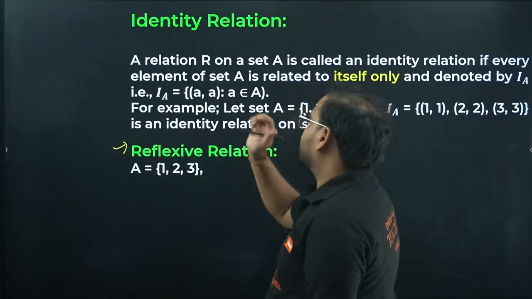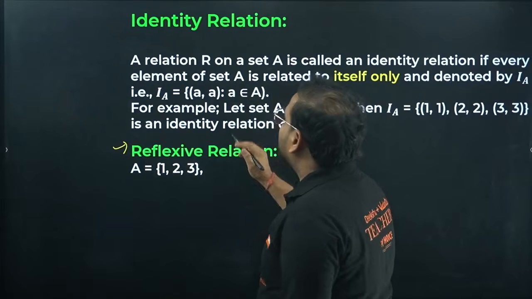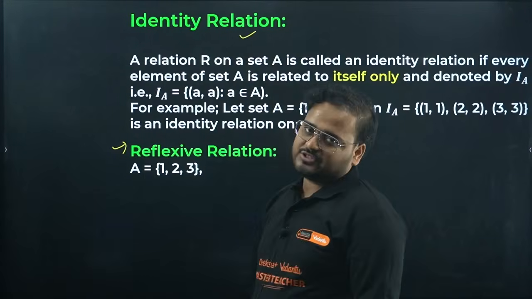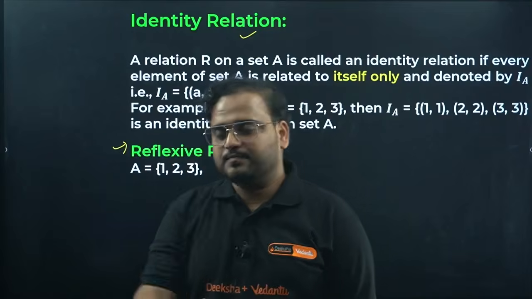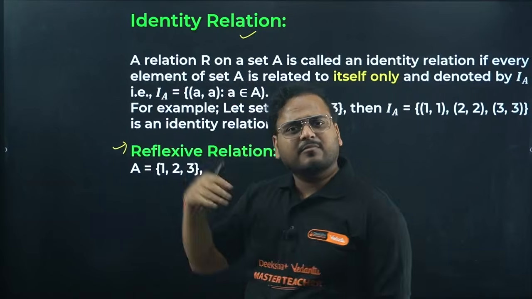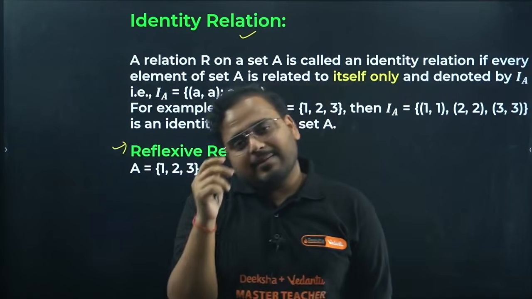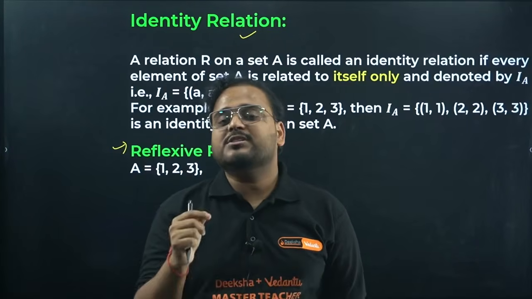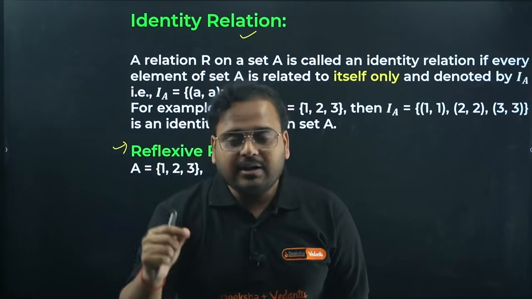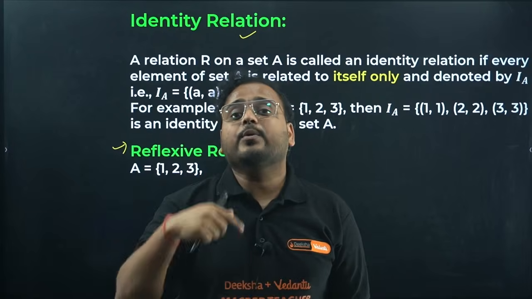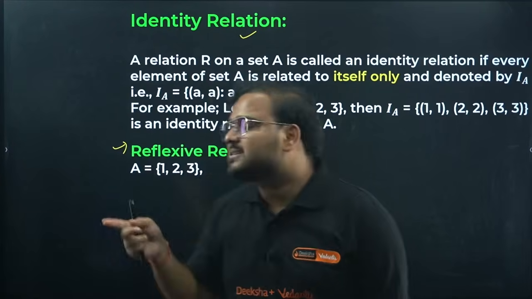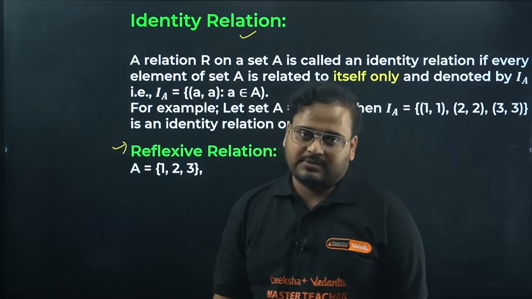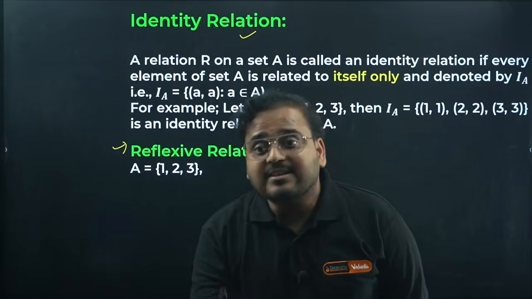Please check. And to learn this relation, you have to start from the identity relation. So what is the identity relation? Very simple. When the element of a set is related to itself. Repeat after me if you're watching this session. When the element of a set is related to itself, that type of relation is called the identity relation.